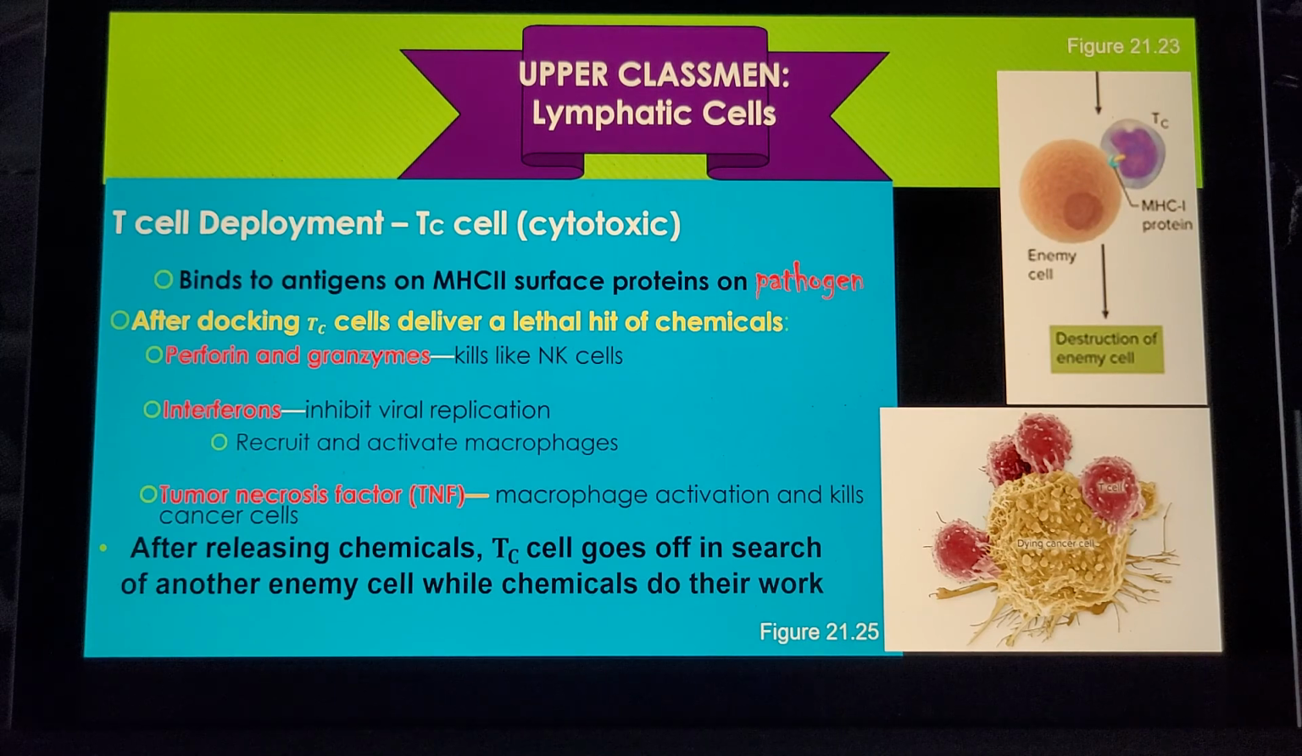It's going to deliver a bunch of chemicals that are going to do a bunch of different jobs. So we have perforin and granzymes, just like the natural killer cells, to kill off that pathogen. We have interferons, specifically for viruses, to keep the cells from reproducing those viruses. And we also have tumor necrosis factor, basically to kill off anything that's become a cancerous cell. So once it releases its chemicals, it can go off and do its other job to kill off any other pathogen that it has come in contact with.